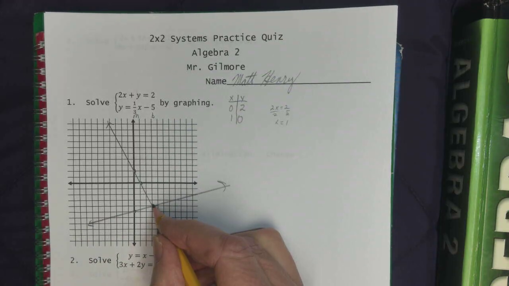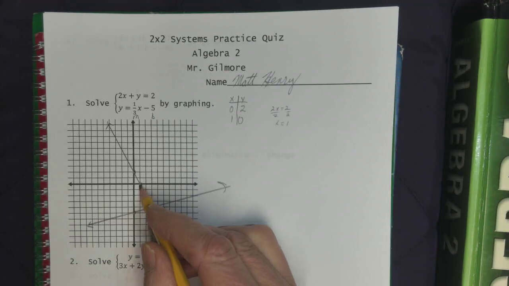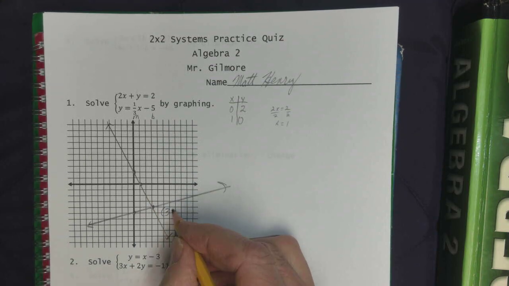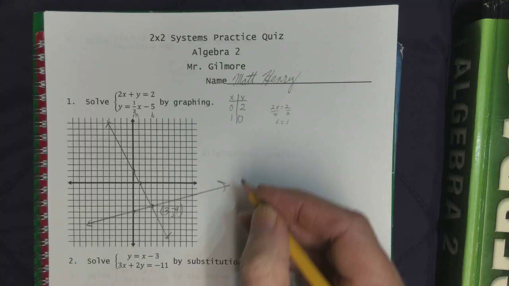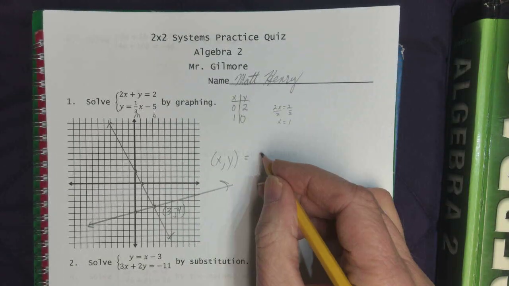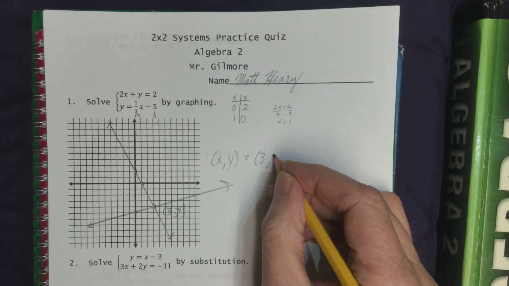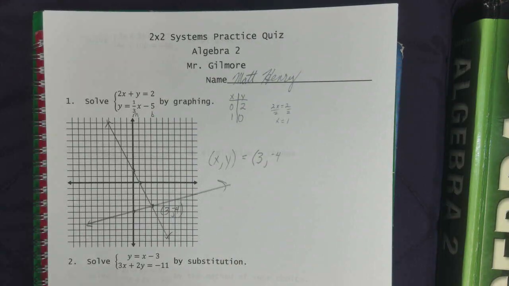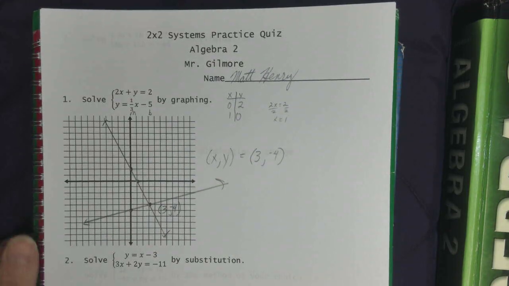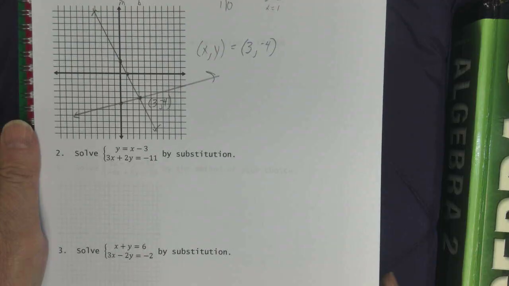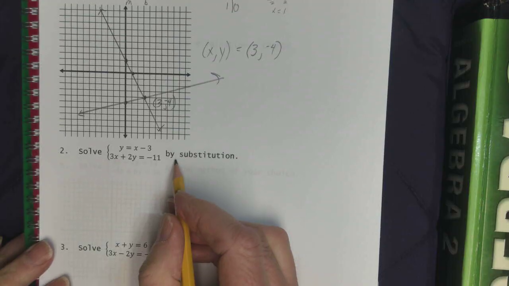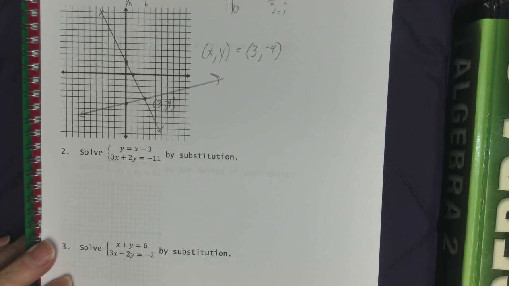Alright, and I'm seeing this ordered pair 1, 2, 3, and 1, 2, 3, 4 down, so that's -4. 3, -4. So that's what I would write for the solution: x, y equals 3, -4. Okay. So that is solving by using graphing.